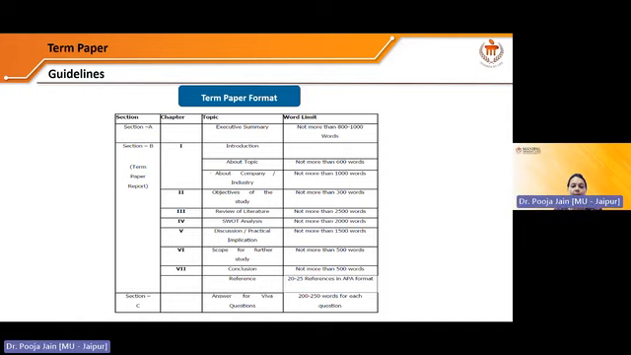Now, after completion of the sixth, the seventh topic is the conclusion. What is a conclusion? A conclusion is the gist of the whole research, the whole term paper, within the 500-word limit. So you will have to conclude your whole study, your whole research, in a conclusion part. So it has to be included.